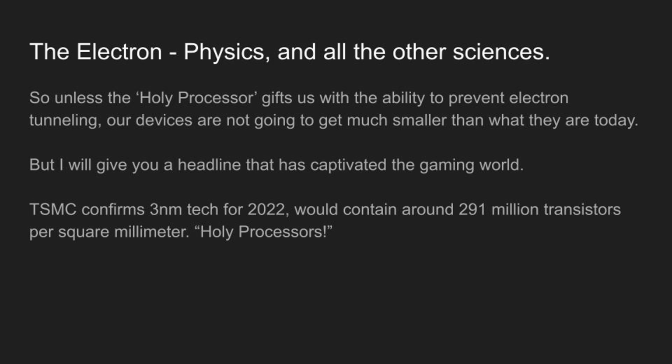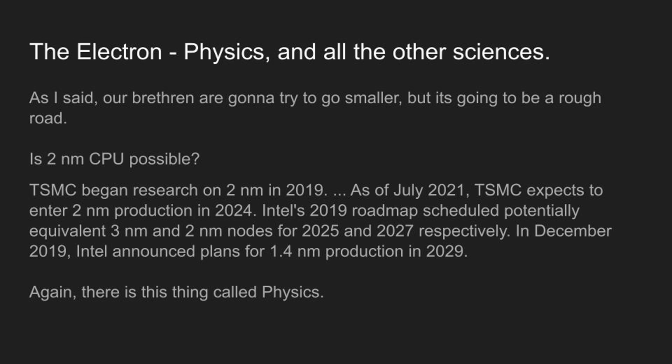I will give you a headline that has captivated the gaming world. TSMC confirms a 3 nanometer tech for 2022. It contains roughly 291 million transistors per square millimeter. Holy processors. As I said, our brethren are going to try to go smaller, but it's going to be a rough road. Is 2 nanometer CPUs possible?